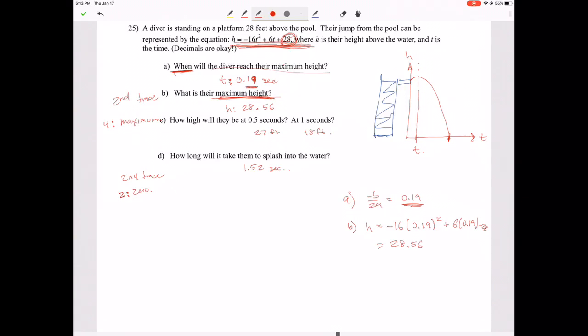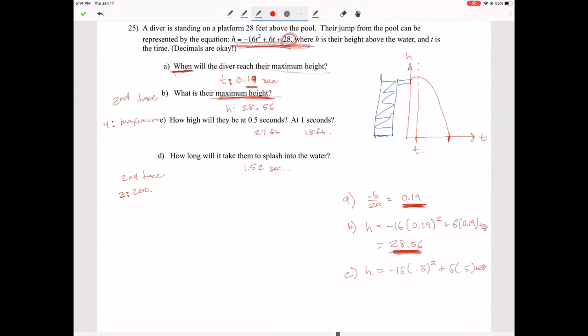Okay, and it may be a little different because we rounded this. Okay, if this is rounded, then this is going to be affected by that. So it may not be exact, but it will be close. Okay, part c is exactly the same. You're going to find the height by plugging in that time. So 0.5 squared plus 6 times 0.5 plus 28. Same thing when you plug in 1, if you did it for the other problem. Okay, you'd get those two solutions that are up here.